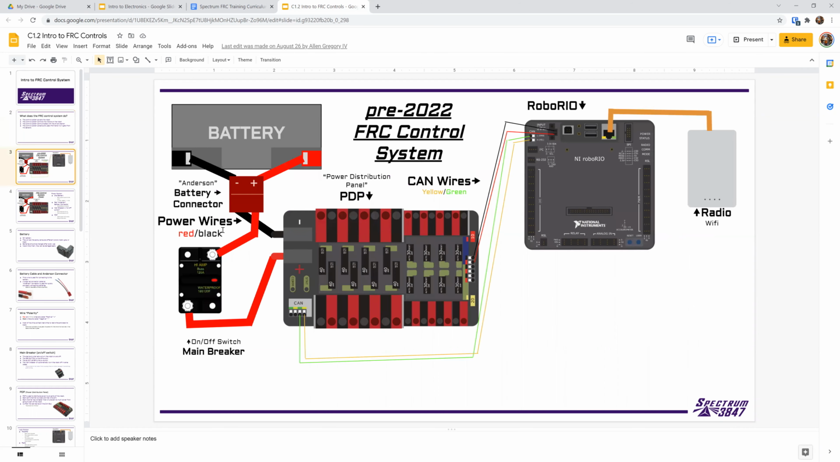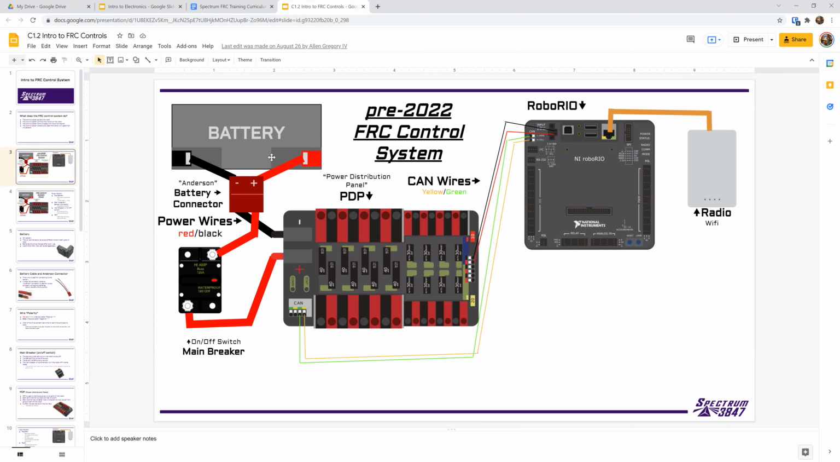So this is a simplified diagram. And so these are the control systems that we may or may not use next year. For the past 5-6 years, there's only been one control system allowed. This year, they're in between control systems, so you can use the older one or you can use the new one. This was put together mostly with the old stuff, but there's a slide or two at the end that we'll talk about. So you start with your battery.